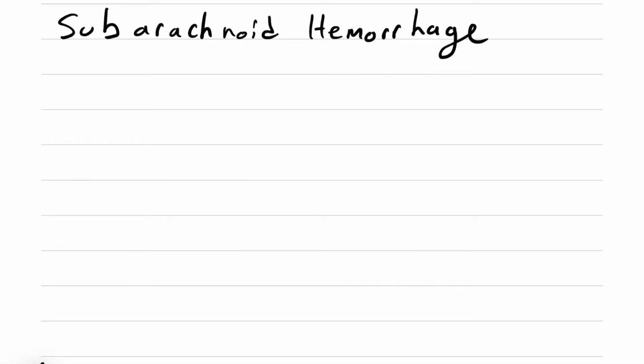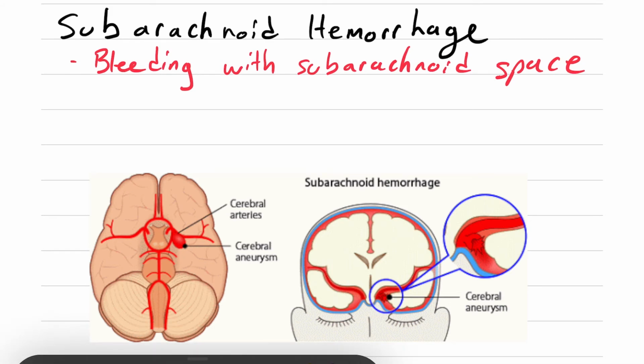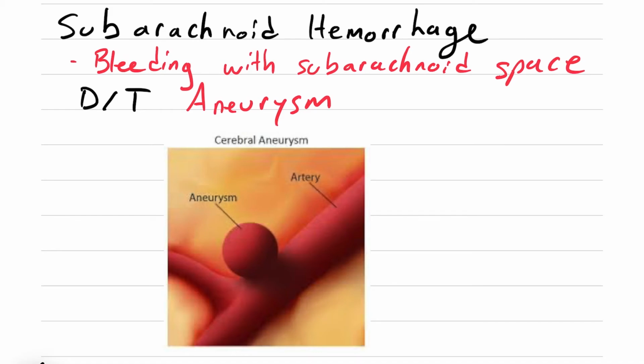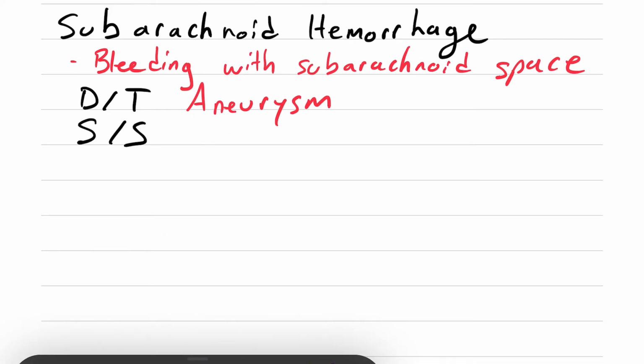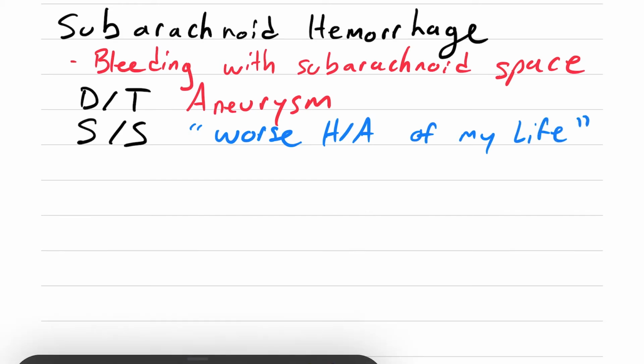Next, I want to talk about something called subarachnoid hemorrhage. This is when there's bleeding below the subarachnoid membrane inside the subarachnoid space, not necessarily within the brain tissue. The reason for this type of bleed is usually an aneurysm rupturing. An aneurysm is a weak wall of the artery that can easily break. When this happens, the patient usually experiences the worst headache of their life. This is how they describe it.